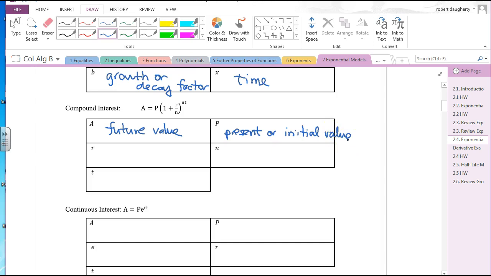R always, in this formula, represents what? Yeah, it's the interest rate, and you have to remember how to convert percent to decimal, okay? The problem might say 10%, but you know that's 0.1 in the formula. N always represents what in this formula? The number of what? We were quizzed over this, I think, yesterday. Is that right? Or the day before? Yesterday. The number of times it's compounded per year. So the number of compounding periods per year.